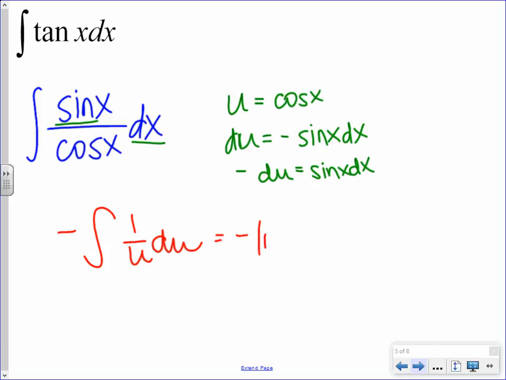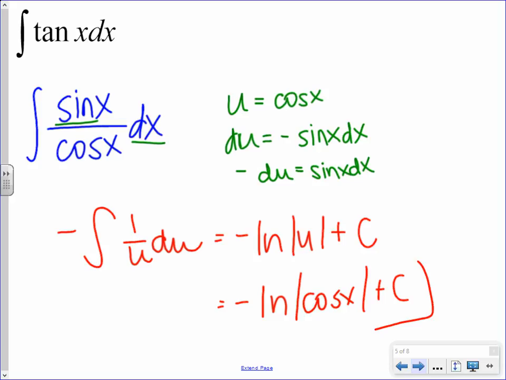So we have negative natural log of the absolute value of u, which means the antiderivative for tangent is negative natural log of the absolute value of cosine x plus c.